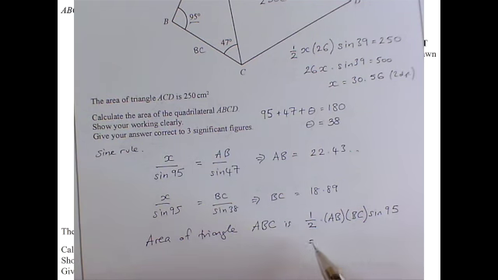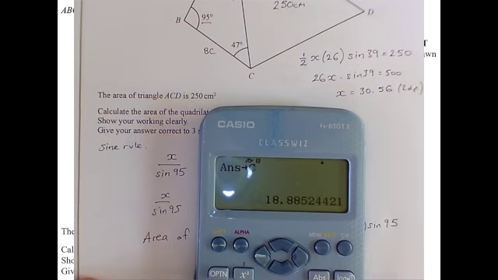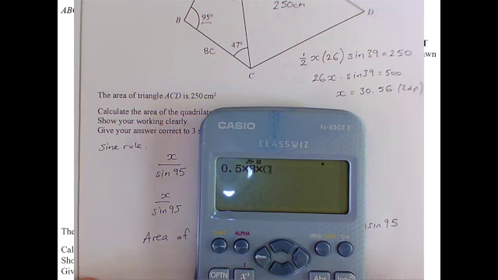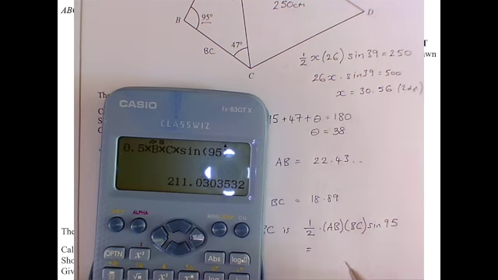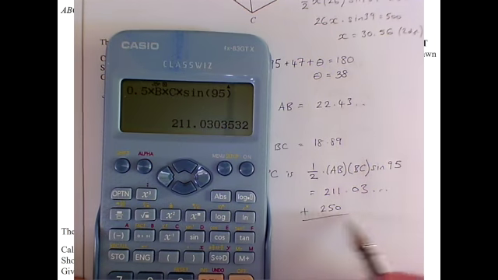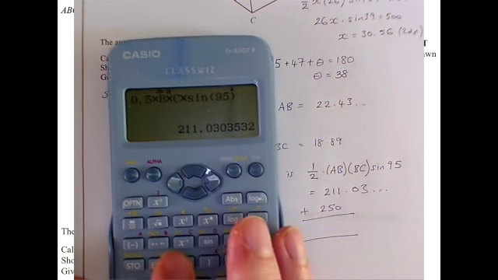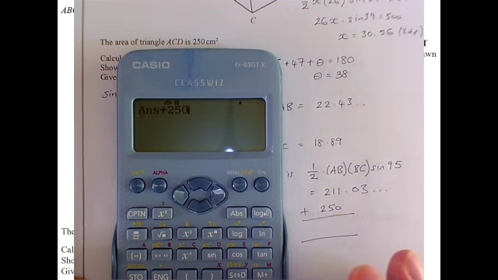And that's going to give me just a bit over 200, I think. Yeah, 211 and some change. Let's write that down. I'm not going to delete that number off. I'm just going to add 250 to it, because that should give me the total area of this quadrilateral shape. So add 250, and the answer is 461.